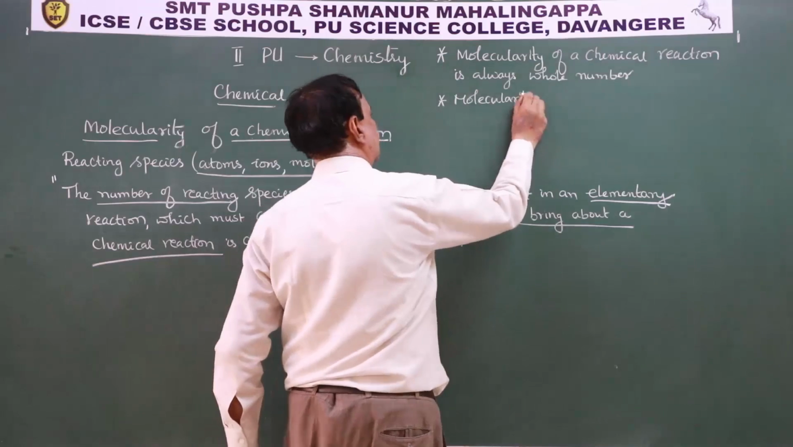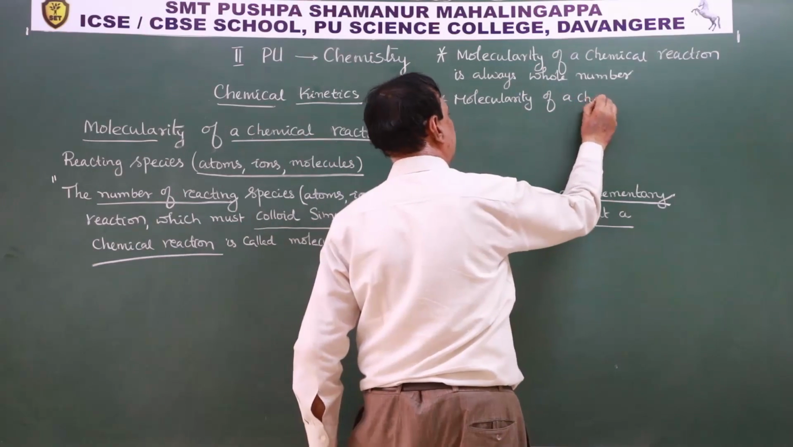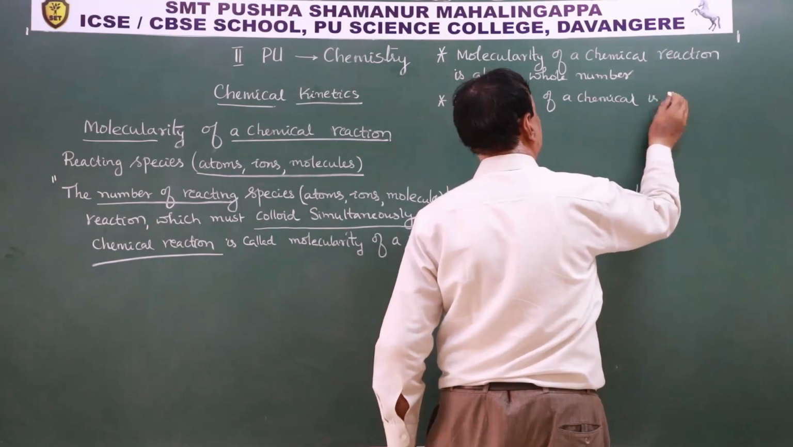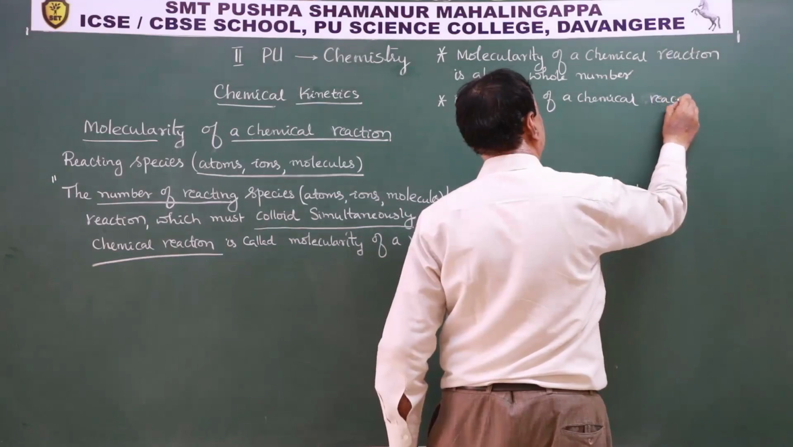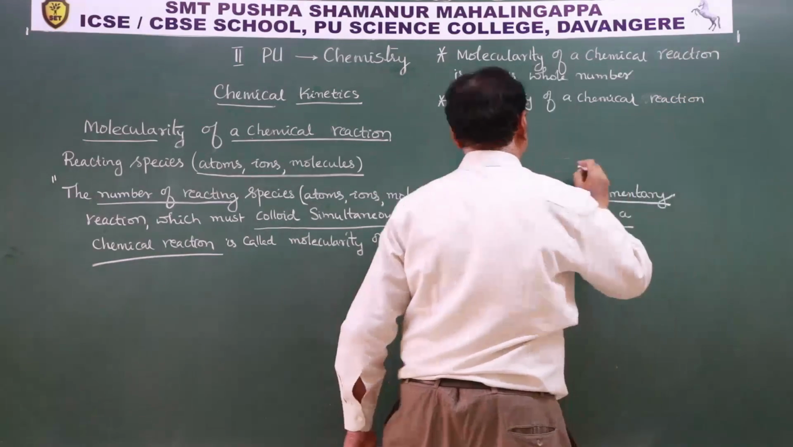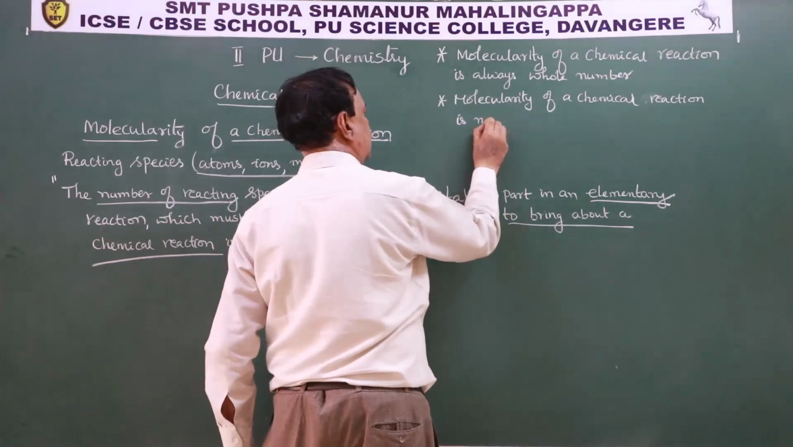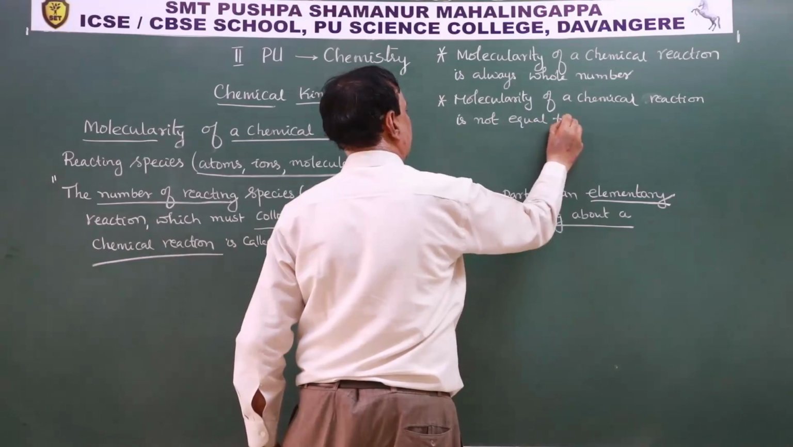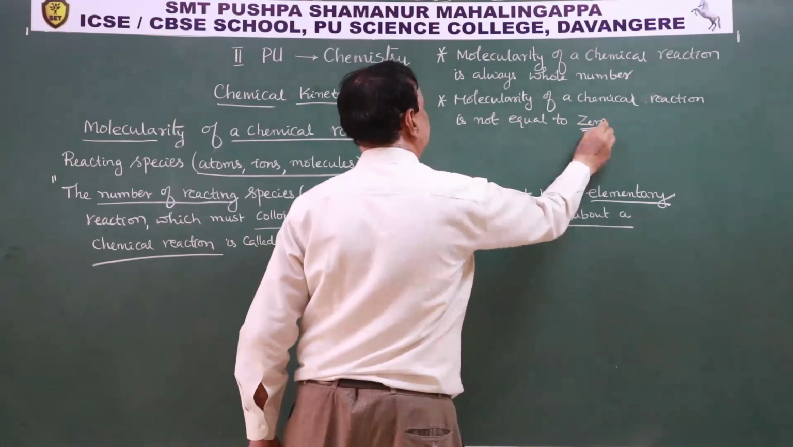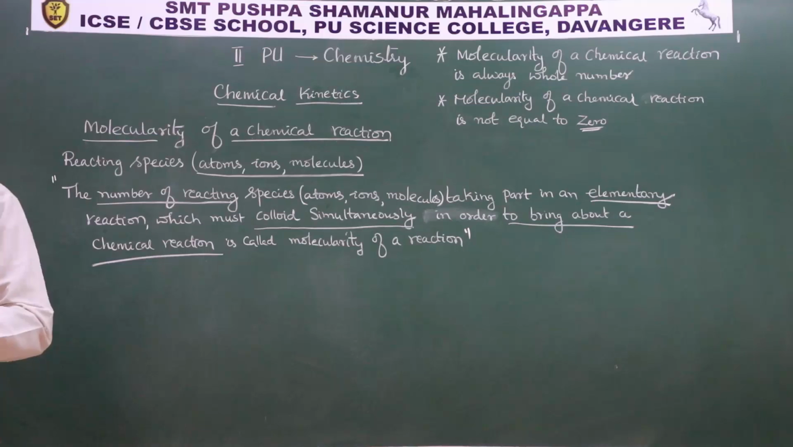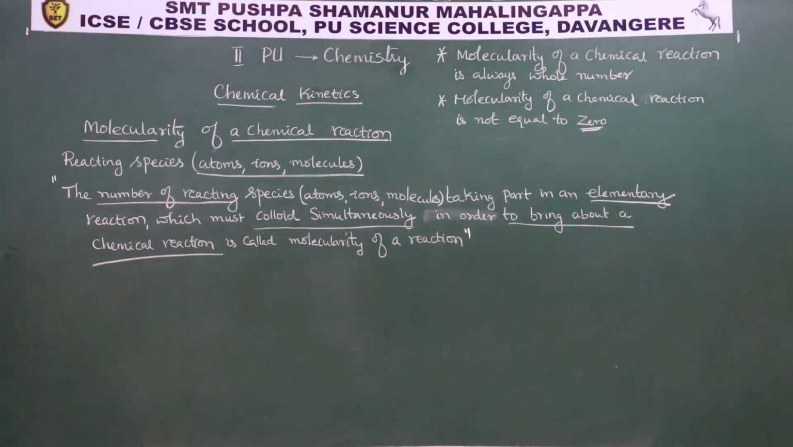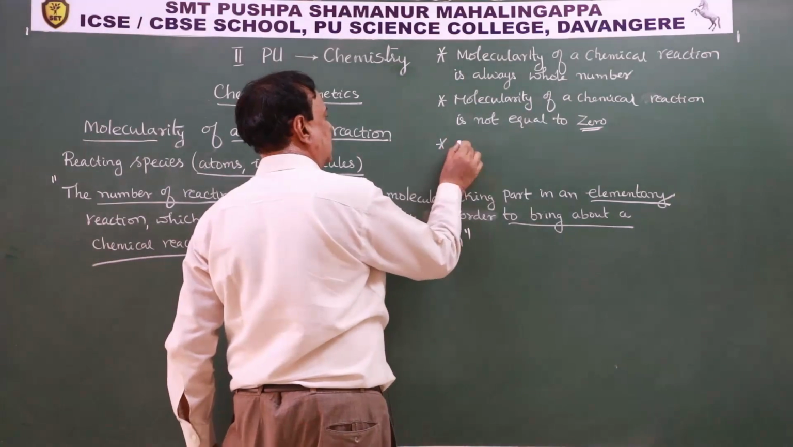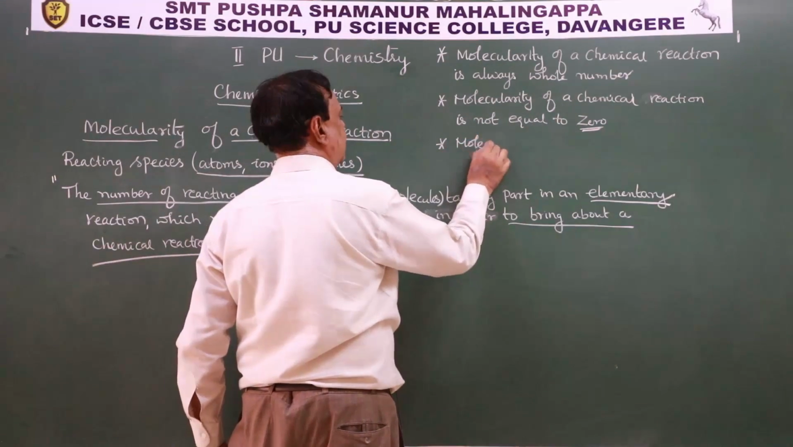Molecularity of a chemical reaction is not equal to 0. This is very important. This implies that if it is 0, then no molecule is participating in the chemical reaction. One more point: molecularity of a chemical reaction is not a fraction.